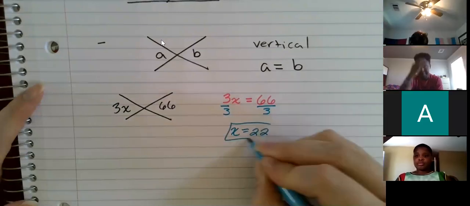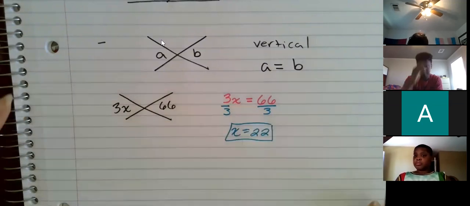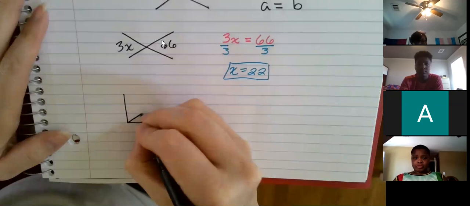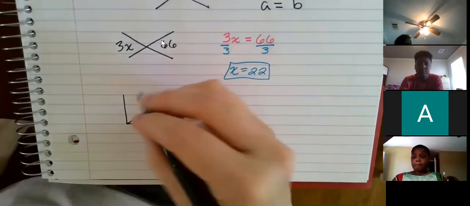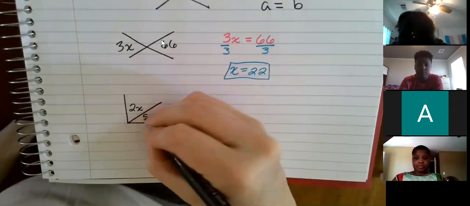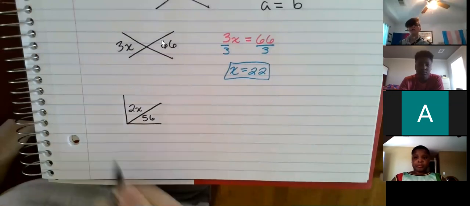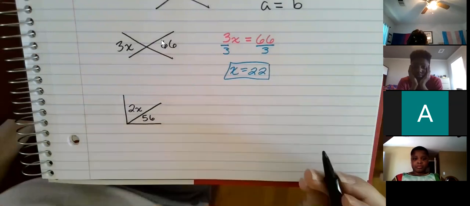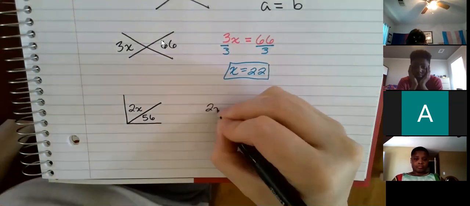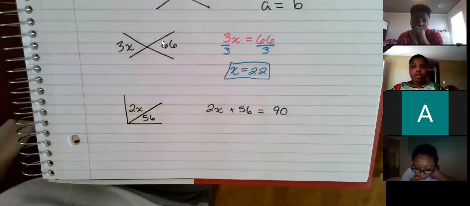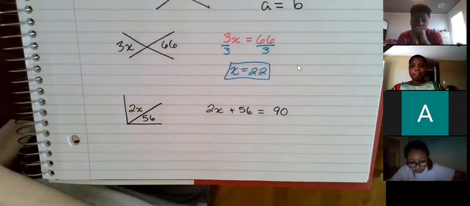Okay. All right, let's take a look at another relationship. So if we've got the L shape, remember the L shape forms that complementary set. So if this is 2x and this is 56. The relationship here says that I need to add these two angles together and set it equal to 90 degrees because it's complementary. So this is 2x plus 56 is equal to 90. And then you would just have to go ahead and solve that.